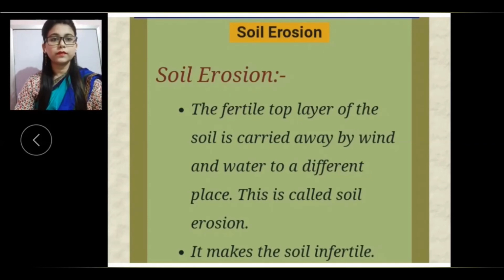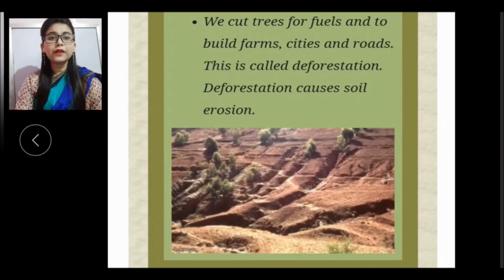And as you know, the fertile top layer is just carried away, so it makes the soil infertile. Understood? Now let's move further and see the other points about this. We cut trees for fuels and to build farms, cities and roads. And you know, cutting down the trees is called deforestation, and because of deforestation also, soil erosion happens.